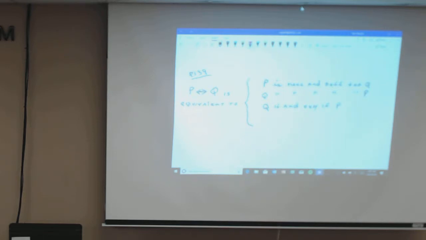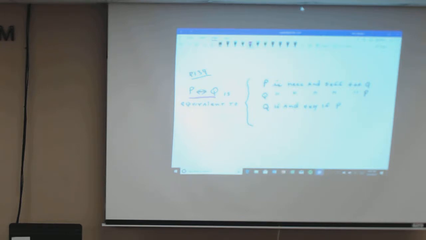Everybody know how to read this? Didn't we learn this early on? Can someone read that for me? P is equivalent to Q. If it was equivalent, it'd have two little bars in it. What'd you say? If and only if. If and only if. If and only if. Write that down.